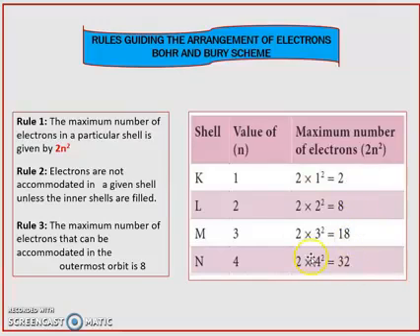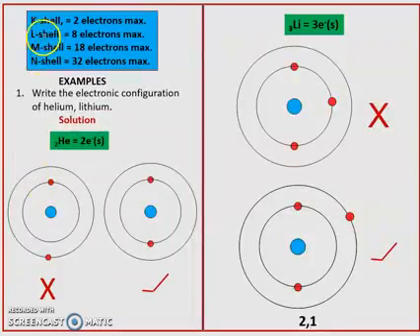In summary, the maximum number of electrons that can be contained in the first shell, the K shell, is 2 electrons. The L shell is 8 electrons maximum. The M shell is 18 electrons. Then the N shell is 32 electrons. You can work out the other ones yourself using that rule.